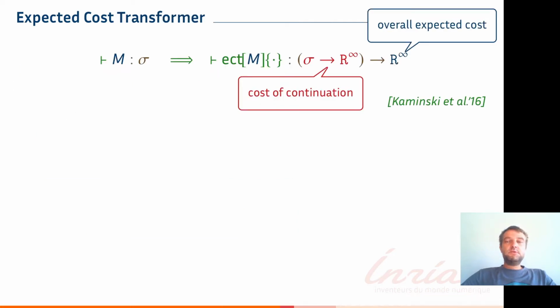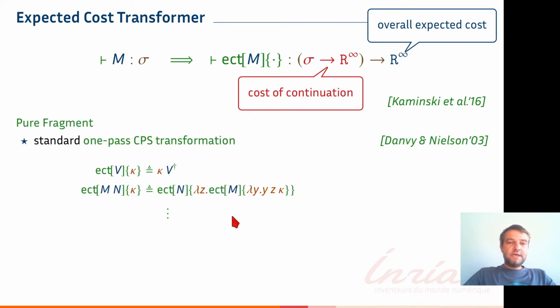Now, this expected cost transformer is actually inspired by the expected runtime transformer of Kaminski and others, defined in 2016, that gives a sound and complete methodology for reasoning about the runtime of imperative programs. The idea is that this cost transformer transforms the cost of a continuation to an overall cost. So it will yield a positive real number or infinity in case the overall computation has an unbounded cost.